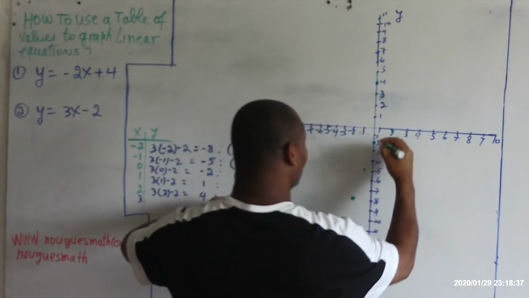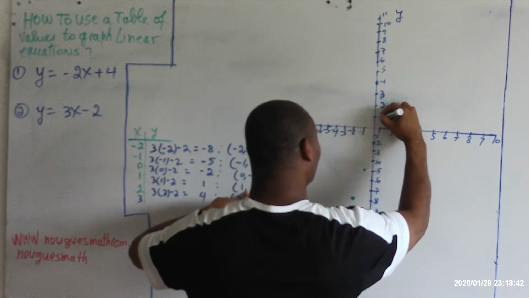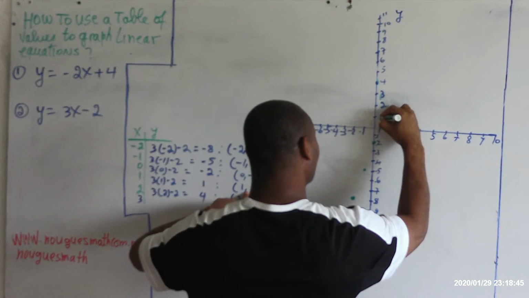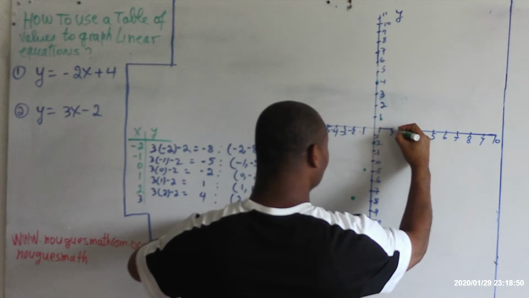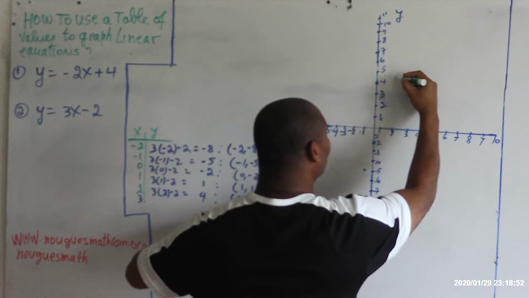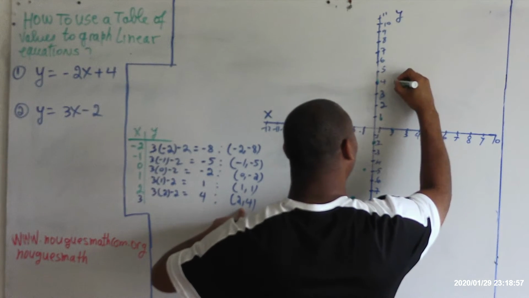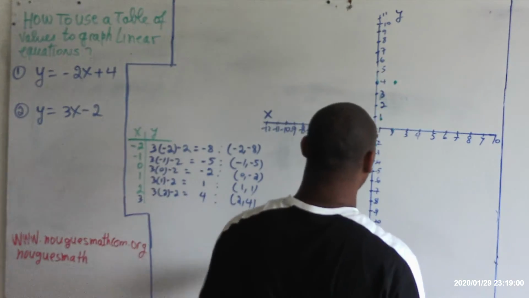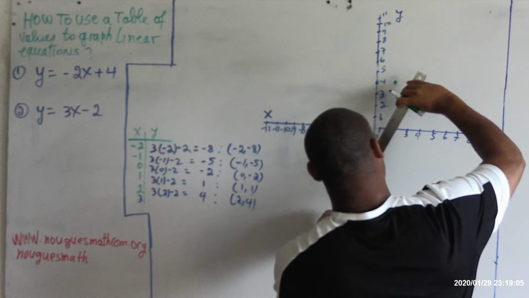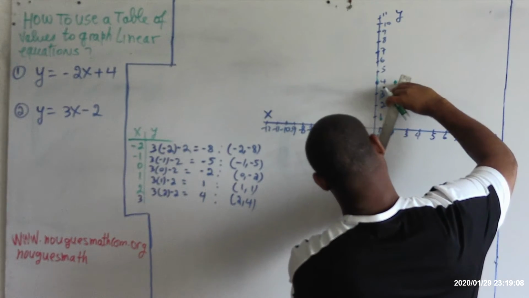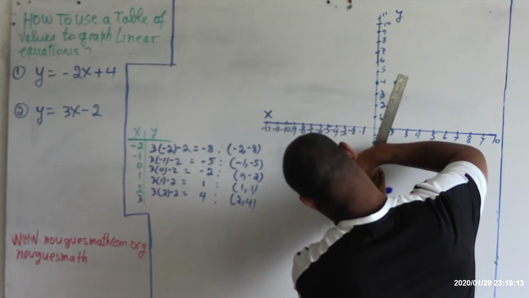1 and 1 right here. 2 and 4 right here. Perfect. Now we can graph it because we have all points.